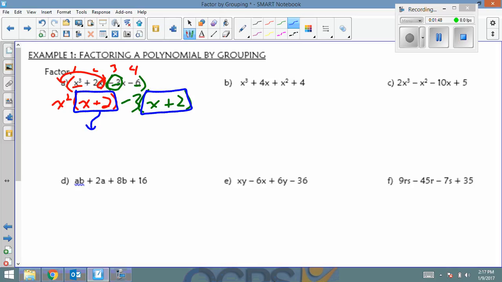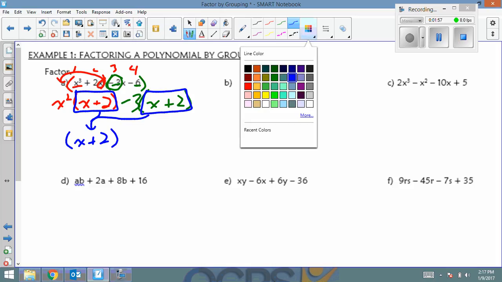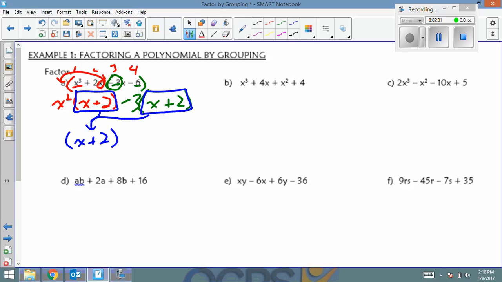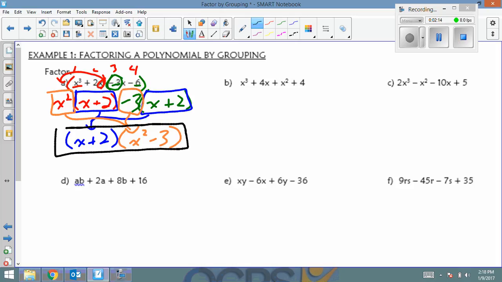So what we do is we take that set of parentheses and write it once. Then we take a second set of parentheses, which is here and here, and we combine those into a parenthesis like so. Once we do that, this is our final answer. So that's factoring by grouping. Okay, let's do the second one.